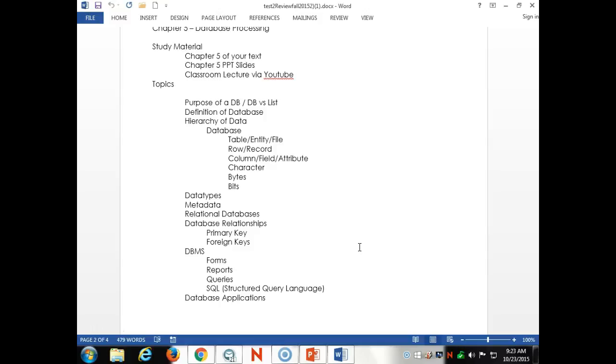Data types. When we built our database, there were different types of data. We could store things as text, as integer, as currency, date, time. Those are types of data. That's data types. We build that structure.